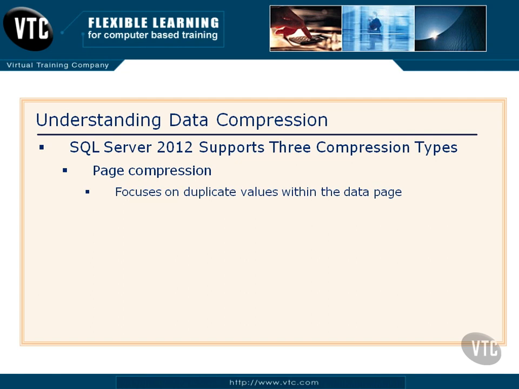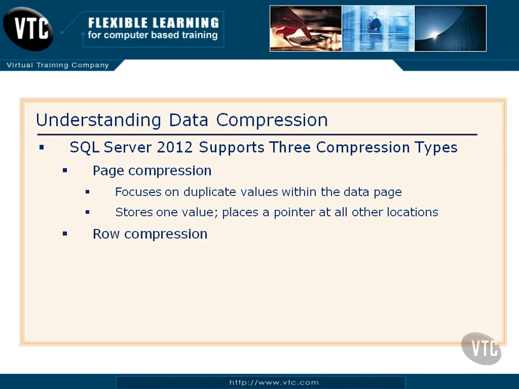It's going to focus on the duplicate values within that data page, and it's going to store one of those values and place a pointer for all the other instances of that value to the one that it's stored. So we're going to store the value once and then a much, much smaller pointer at all the other locations for that same data. And then you can do row compression.